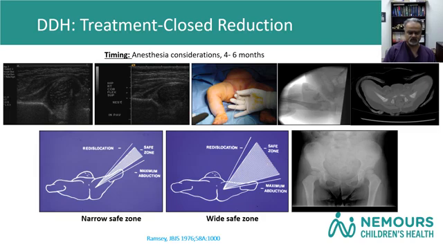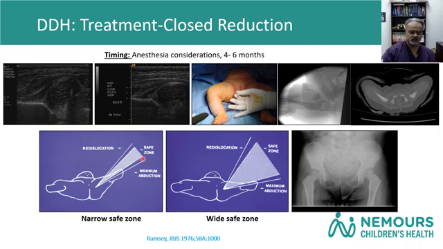So the safe zone is the range of motion of the hip in between maximum abduction, and you start adducting the hip till the point it pops out, and that gives you your safe zone. So if you can put the hip within that safe zone, then it can stay in the harness without dislocating.